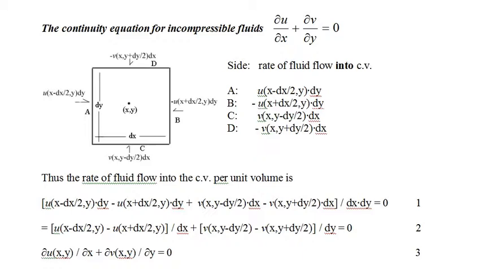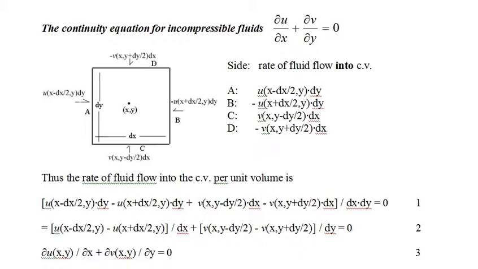Similarly, the rate of fluid flow into the control volume through side C is v evaluated at x, comma y minus dy over 2 times dx. And the rate of fluid flowing into the control volume through side D is minus v of x, comma y plus dy over 2 times dx.